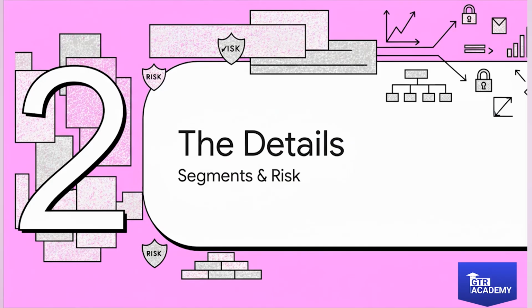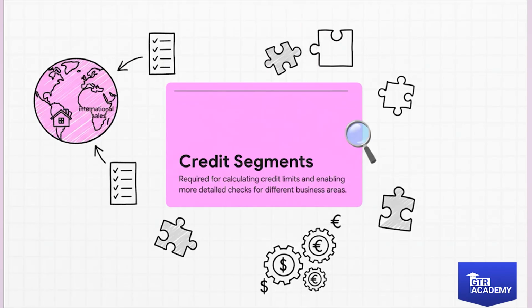Okay, so our foundation is set. Now it's time to add some layers of detail. We're going to do this with two things: credit segments and risk categories. And these allow us to get much more specific with our monitoring. First up, we have credit segments. Now, these are super important because they let you create different credit rules for different parts of your business. For instance, you might want stricter credit limits for your international sales compared to your domestic ones. Well, segments are what make that possible.